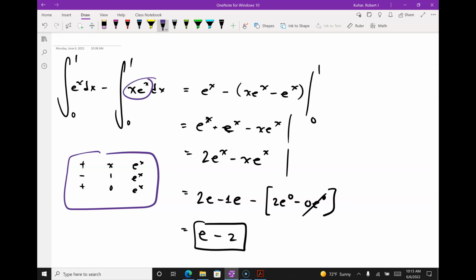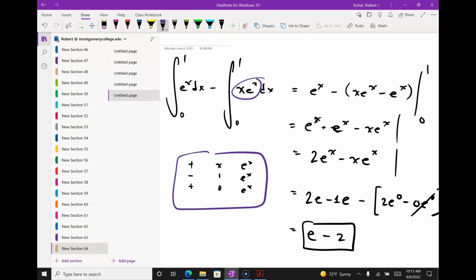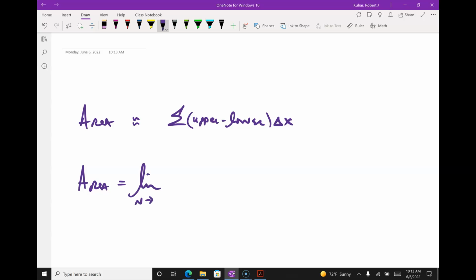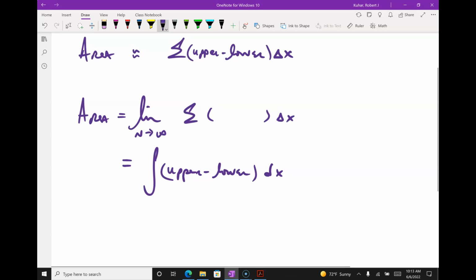So let's just look at a little theory real quick. If you remember, we were saying that area is approximately equal to the sum of those rectangles, right? What did I do? Upper minus lower, delta x, right? And so what happens is when I put that limit on it, I get an infinite number of rectangles. This thing turns into the integral of upper minus lower dx, right? So the sum becomes the integral, the delta x becomes the dx.